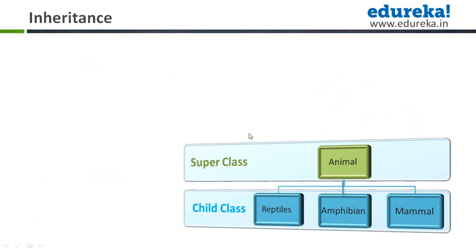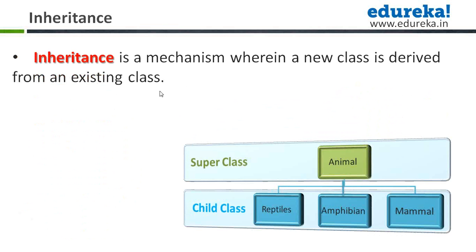Coming back, we come to inheritance. That is the second topic. Now inheritance is a mechanism wherein a new class is derived from an existing class. Like you have a class that is animal and you have got 3 other classes. Now this animal is actually an existing class.